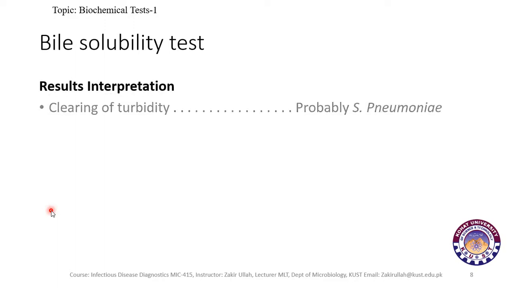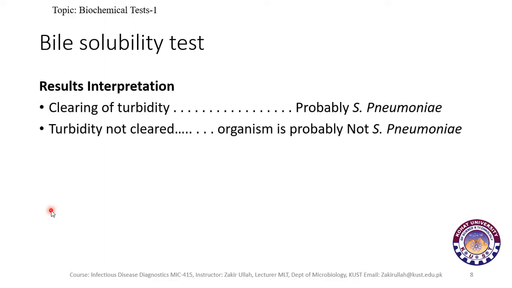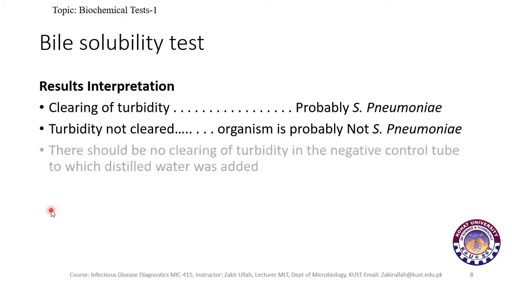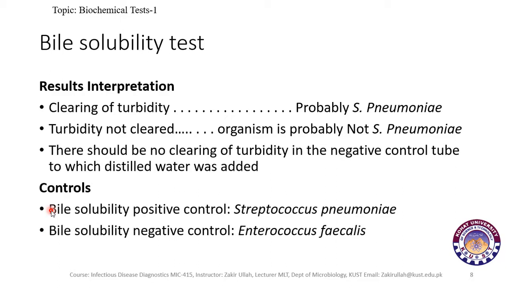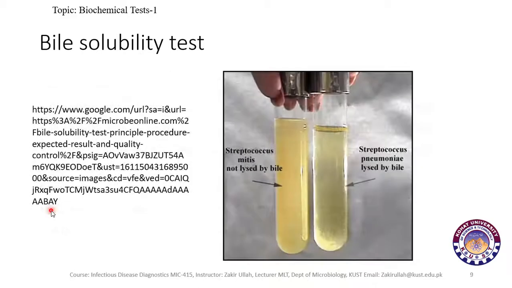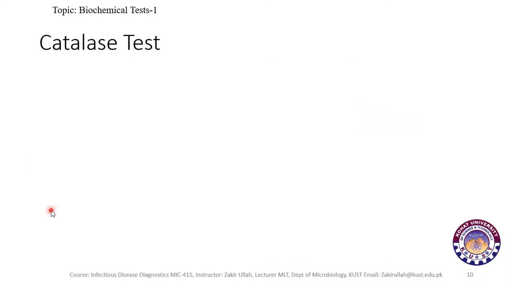So, the result is that the test organism which clears the turbidity is probably Streptococcus pneumoniae, the gram positive cocci in chains, and the one which does not clear the turbidity is other than Streptococcus pneumoniae. So, these are the controls. Every test shown here has its purpose.